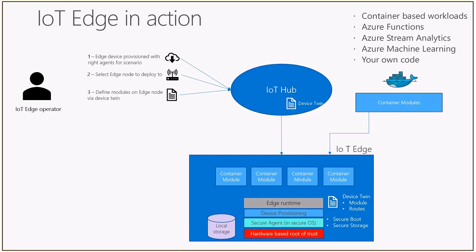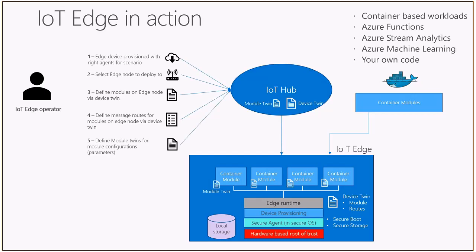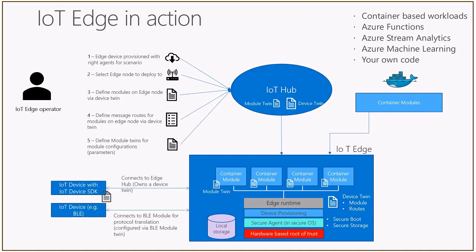And once you bring down the container modules, they are deployed into the Edge runtime, and each module will have its own module twin, which is the metadata of the module, and the module twin represents an instance of that module image. And then you connect your devices, your leaf devices, etc., to the Edge runtime, and this happens through the Edge Hub.